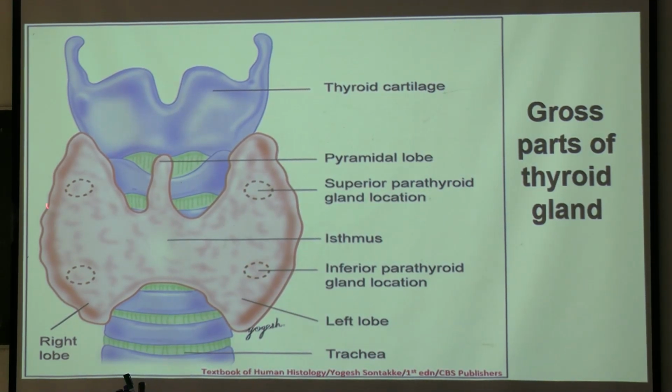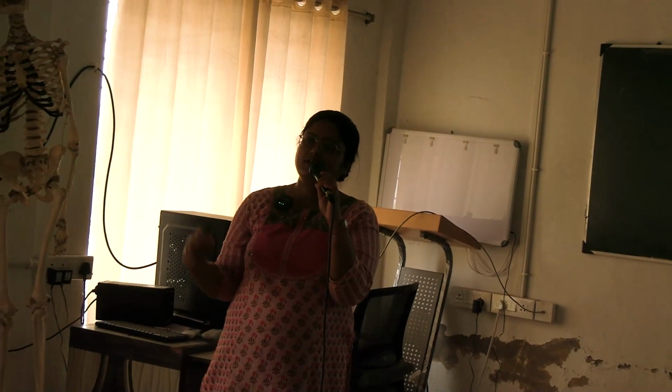Okay, and these rounded structures, dotted structures shown, these are the parathyroid glands. These are 4 in number. 2 superior parathyroid and 2 inferior parathyroid glands. Parathyroid glands are lying along the posterior margin of the thyroid gland. Okay.